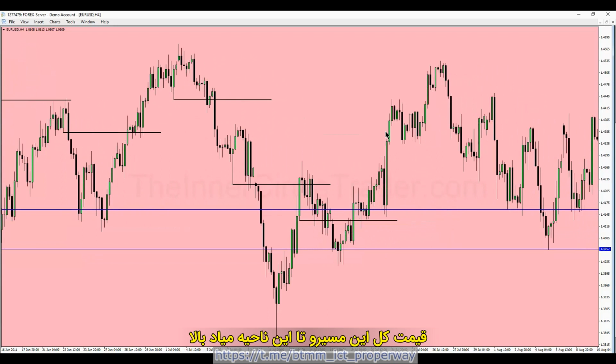Price trades all the way back up into an area at which here becomes a bearish order block right there. It gives you a little bit of a move, then eventually comes back. That would have been a stop out.